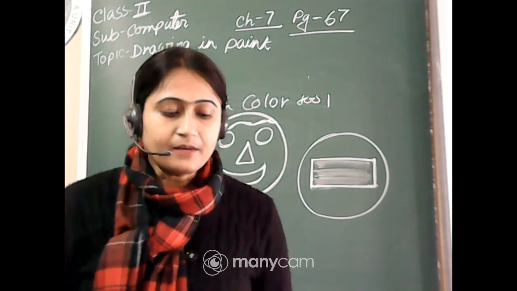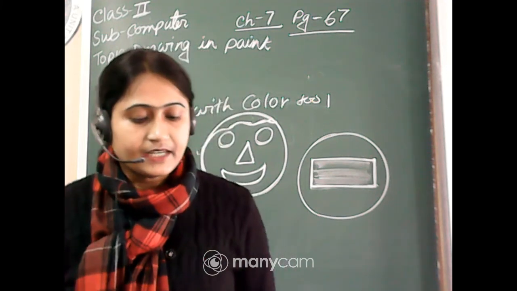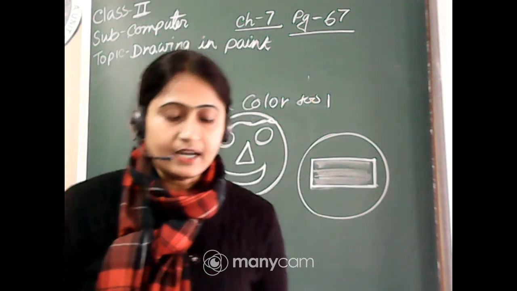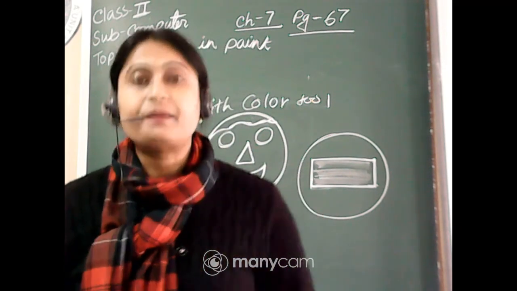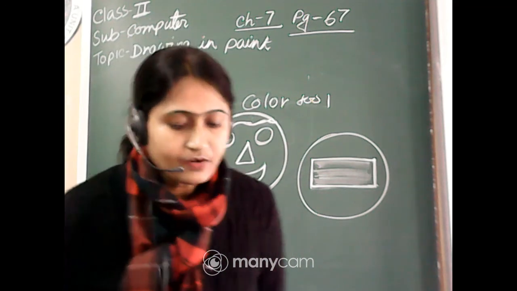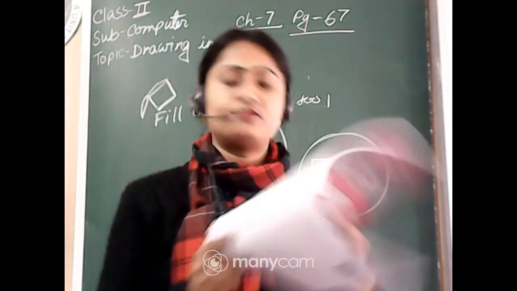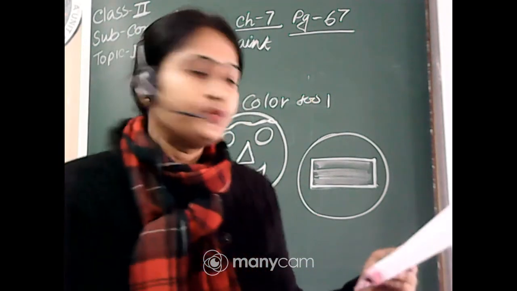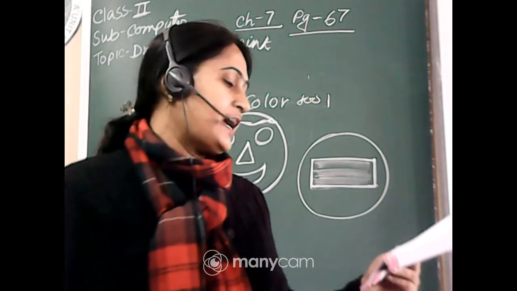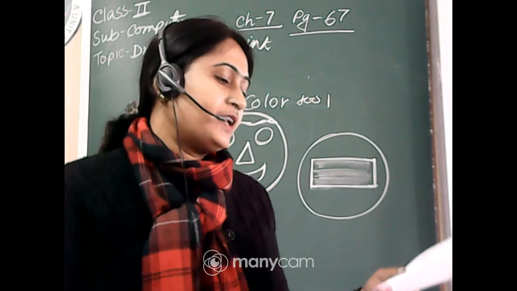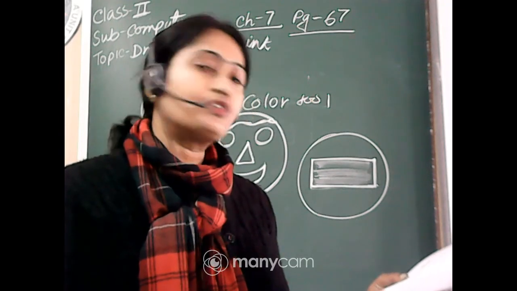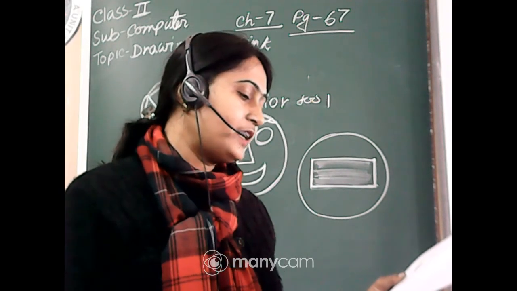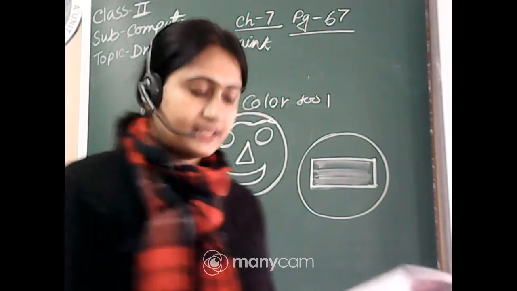Okay, the color 1 button is used for selecting the foreground color, and the color 2 button is used for the background color. Now, how to select the foreground color? Click on the color 1 button, and now click on the green color in the colors group which you want as the foreground color. Now select the fill with color tool and fill the rectangle with that color.